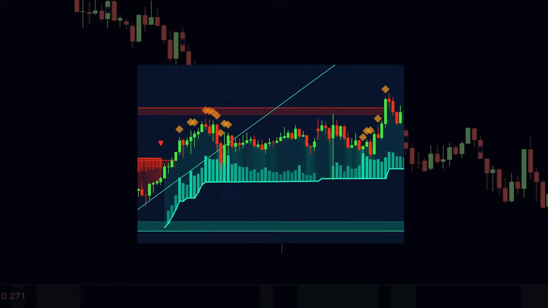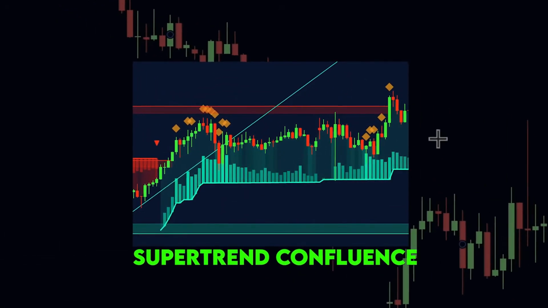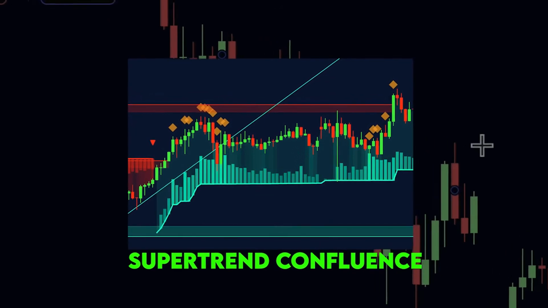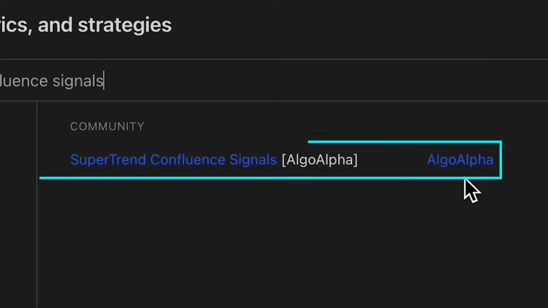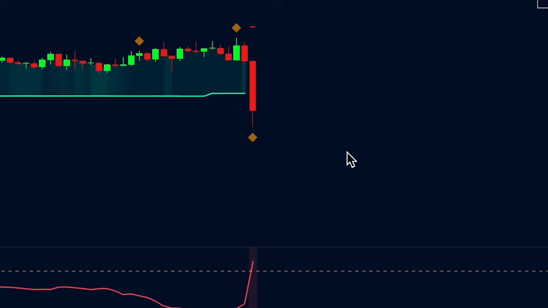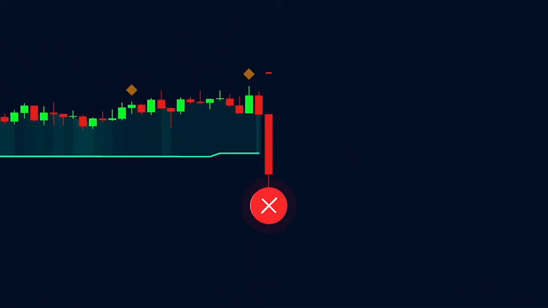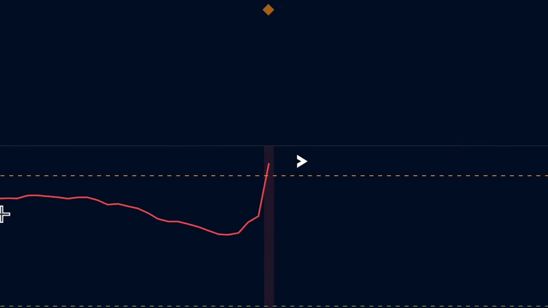Strategy 2 is where it gets really powerful. We're going to add the Supertrend Confluence Signals indicator to create a complete system. To do that, go back to TradingView and search for Supertrend Confluence Signals by Algo Alpha. Now, here's what separates elite traders from everyone else. They never take Supertrend signals when the CMI reads above 0.3.